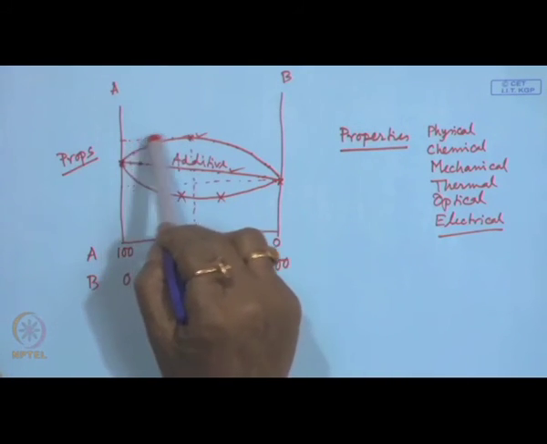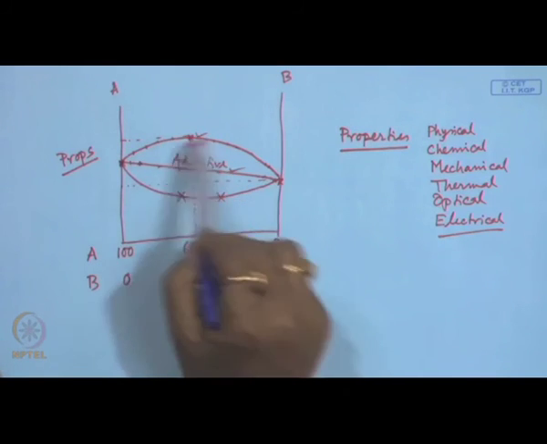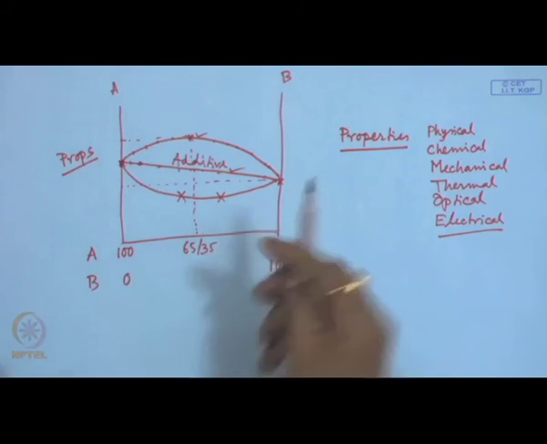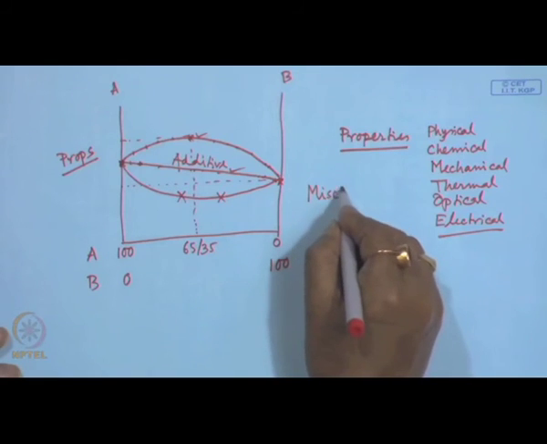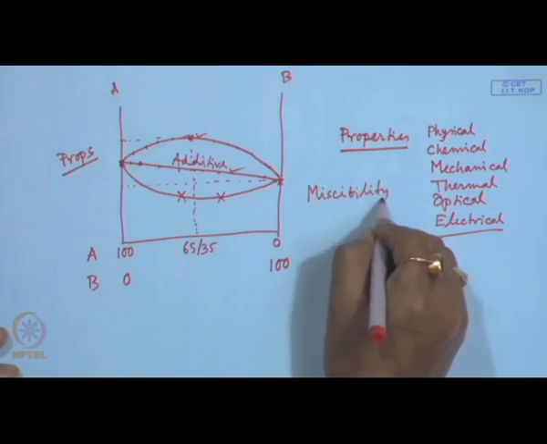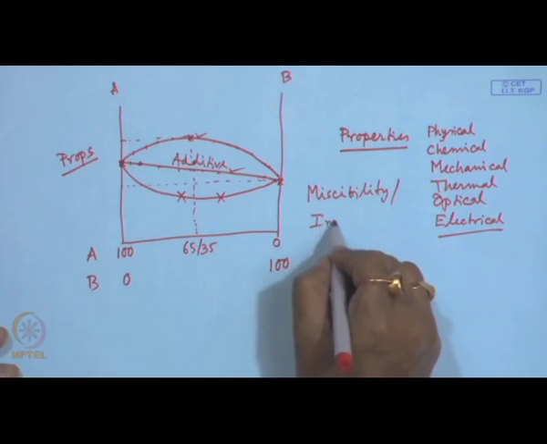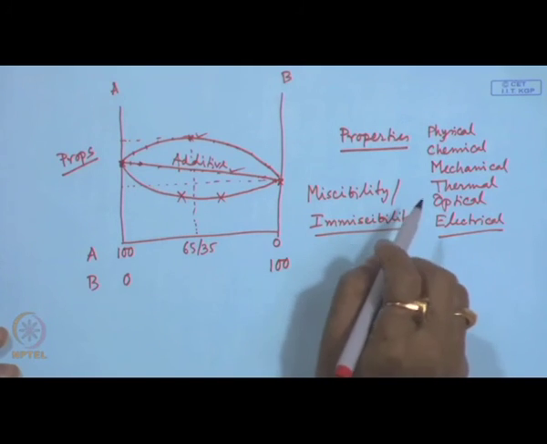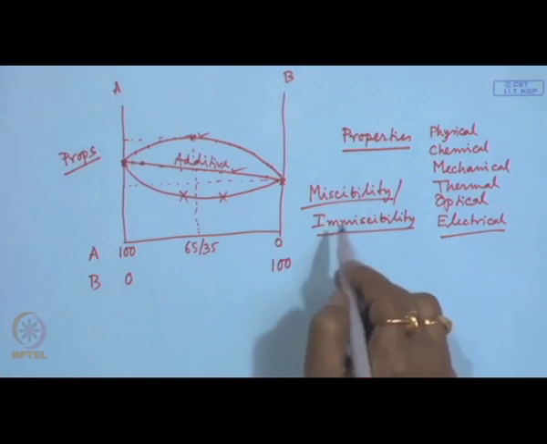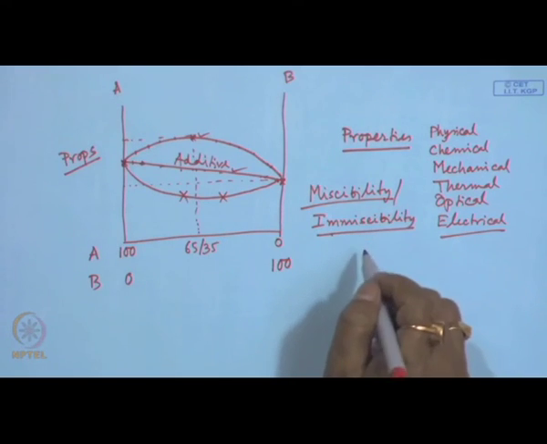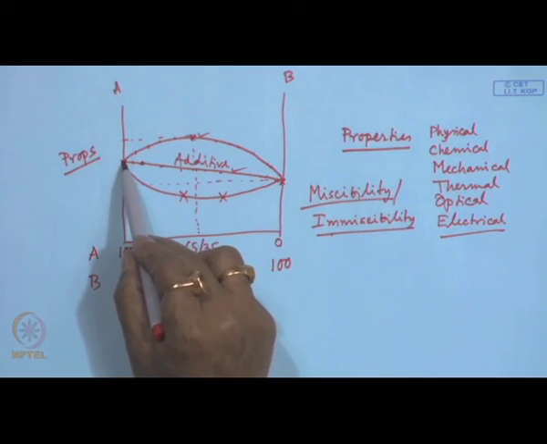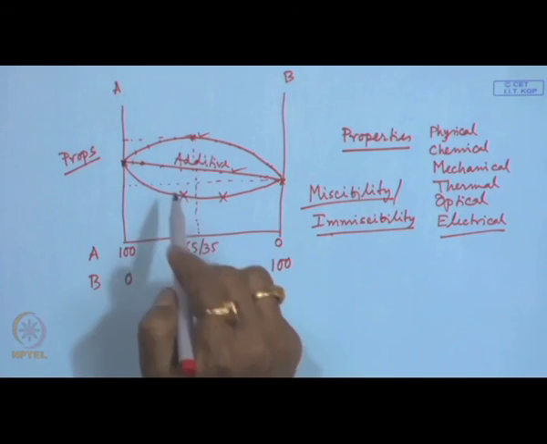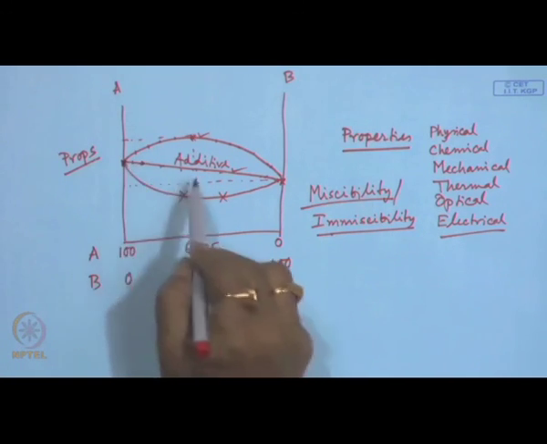And we can critically analyze these intermediate compositions about their miscibility and immiscibility. We can have several situations of miscibility and immiscibility or semi miscibility or semi immiscibility, in between this synergistic and additive behavior, and immiscibility will come below this additive line.